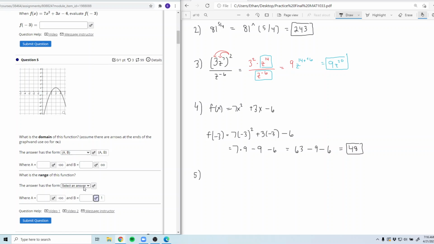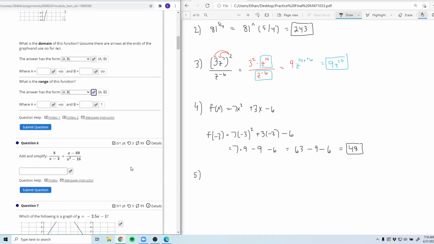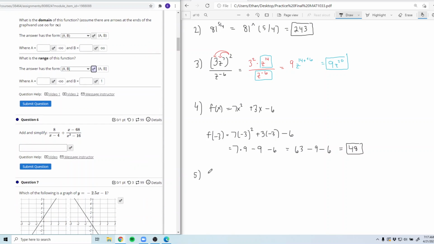But what's the format for the answer? Well, we automatically know that a is going to be a parentheses because it's negative infinity. So it's going to be one of these two. But which one is it? Well, it turns out b is going to be a bracket because it's part of our graph. When we hit y equals 1, it's part of the graph. If it was not part of the graph, like infinity is not really a number, then it gets a parentheses. But if it's part of the graph, like this is right here, then we use a bracket. And I'll go ahead and reveal the answer so you can see that as well. All right, so for number 5, that was just a graphing question.